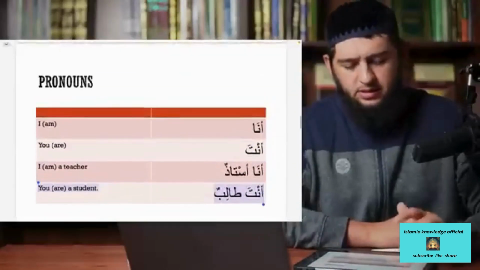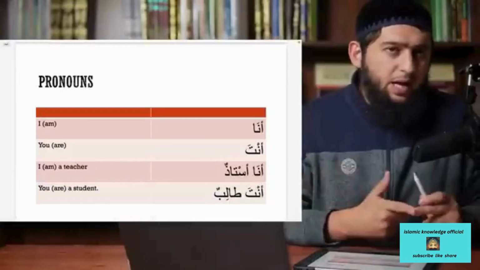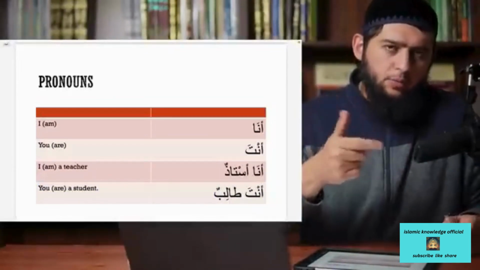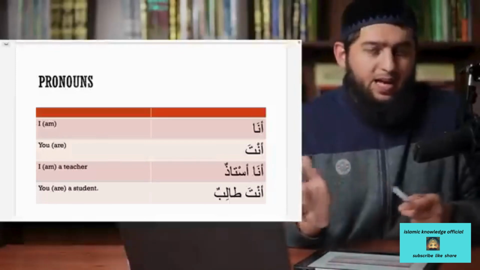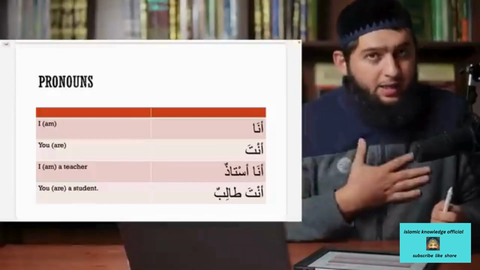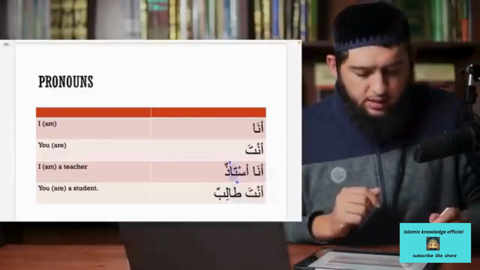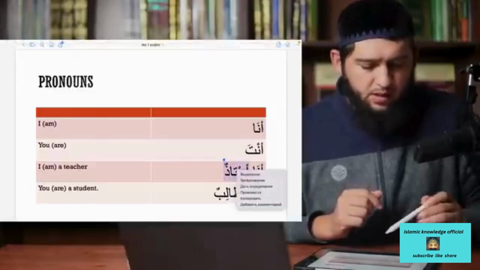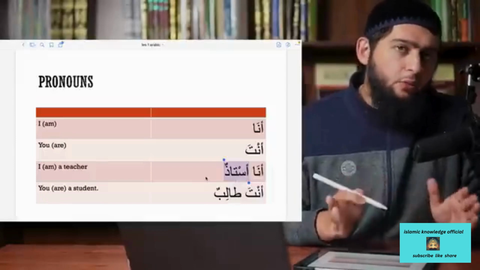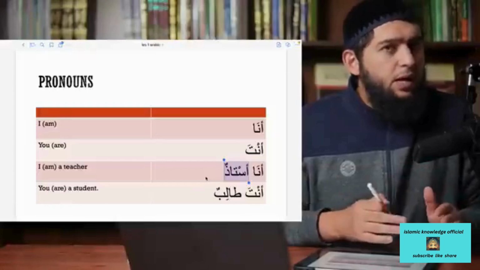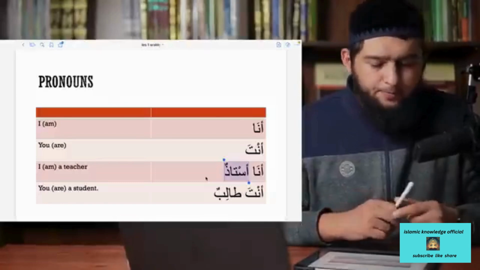So after that, let's take pronouns. Today we need just ana, anta. I, you. I am or you are. But in Arabic, as we said, we don't have helping verbs. So ana, anta. Ana, ustad. Look at this. Ana, ustad. Ustad means a teacher. Ustadun, a teacher. The teacher, al-ustad. Say it. Al-ustad.